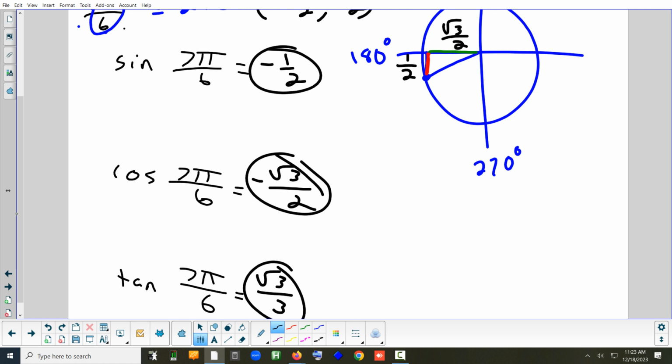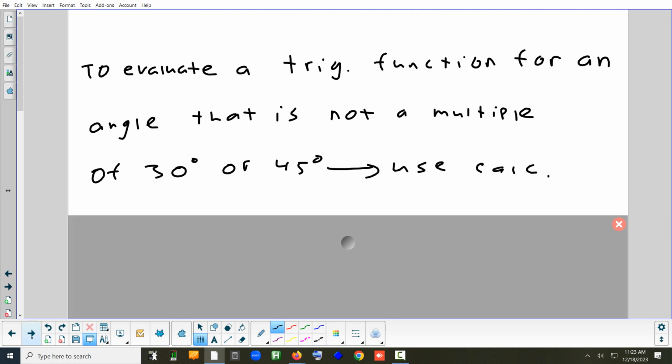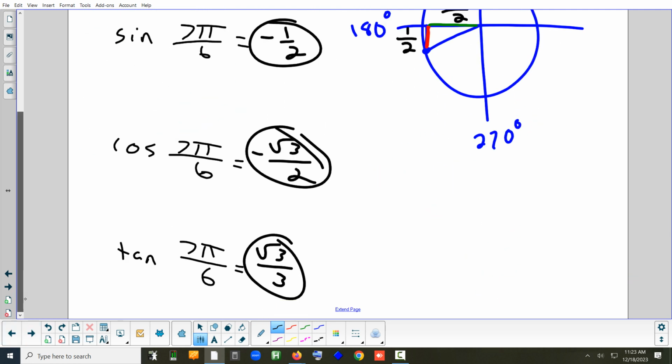Any question on that one? Okay, once you get it, you pretty much get it. There's not much more to it than what we're doing. I was going to do the calculator now.